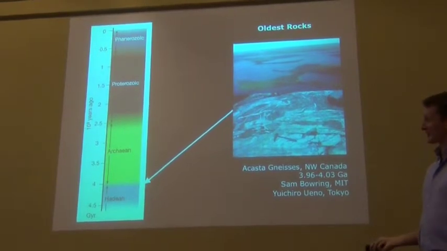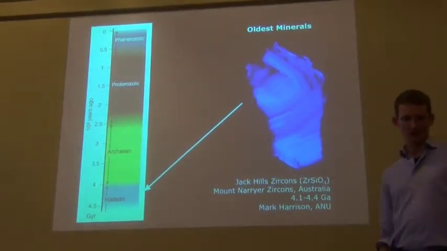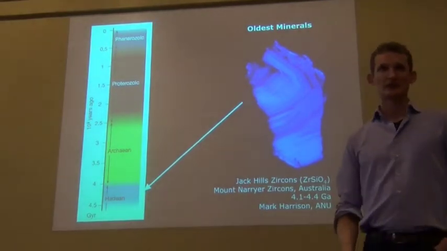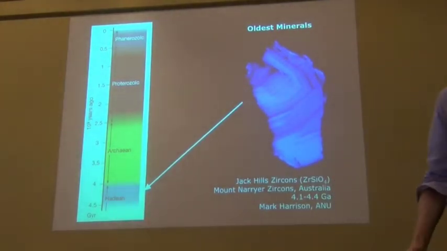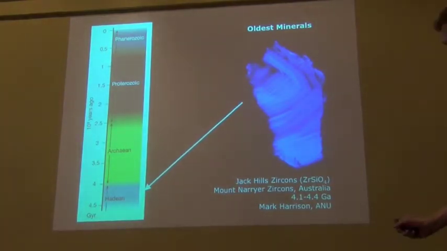But they're not the oldest material, because we have some minerals. These are tiny little crystals that we find in younger rocks, and we can date these as well. They're called zircons. They're made from the elements zirconium and silicon and oxygen. And these are really difficult to break.